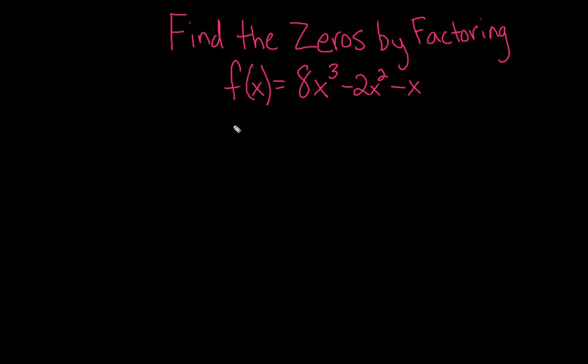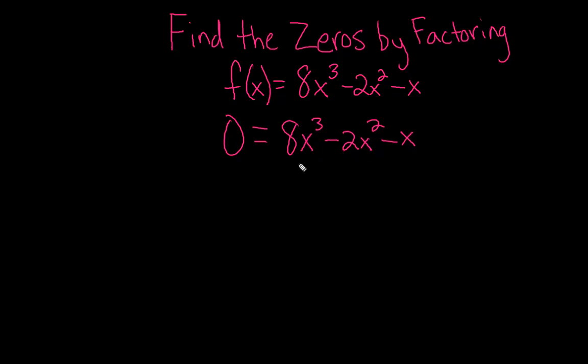But for now, remember that the zeros are the values of x that make the entire function 0. So if we change f of x and just make it 0, what are the values that we'd put in for x that make this entire function 0? Well, the way we can solve for this is by factoring. So first thing we want to do is check, is there any greatest common factor we can remove from all the terms in order to make this a little simpler?